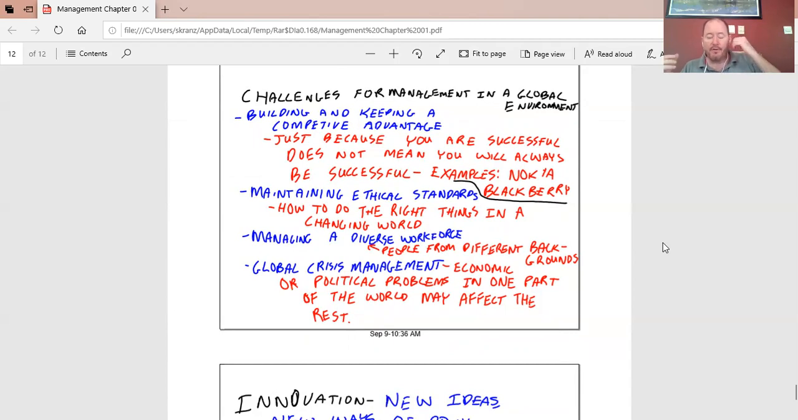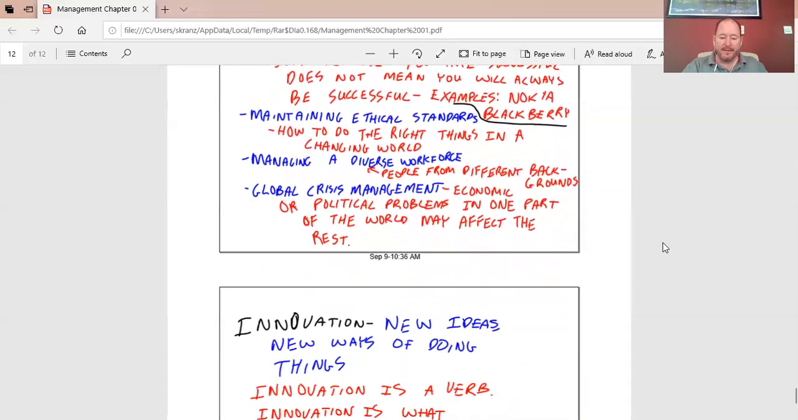But the idea of global crisis management is that you try to prepare for bad things happening. And this note was made, you'll see the date at the bottom, back in September of 2019, I made this note. And here we are in 2020, definitely dealing with a crisis.